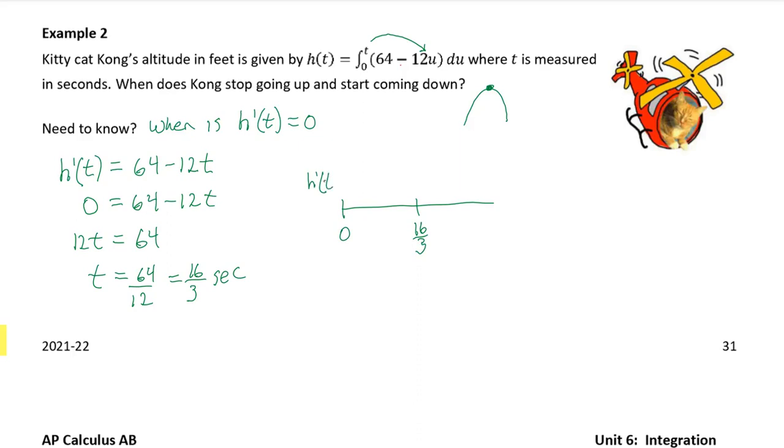So just like we did last semester, we could plug in values and verify that Kitty Cat Kong was going up, that the derivative was positive from 0 to 16/3, and now the derivative is negative from 16/3 to infinity, or whenever Kitty Cat Kong hits the ground. And therefore, we know that 16/3 must be a max. Okay?